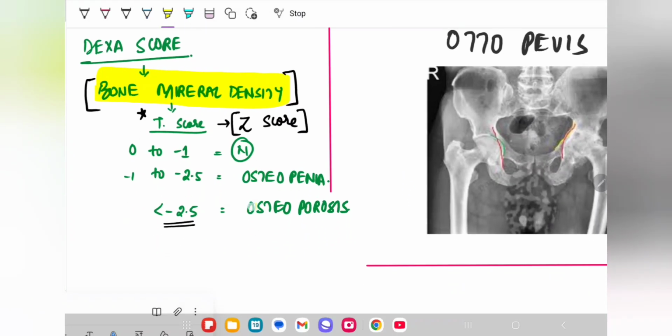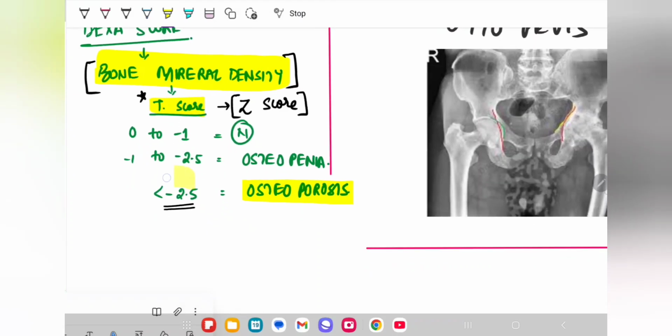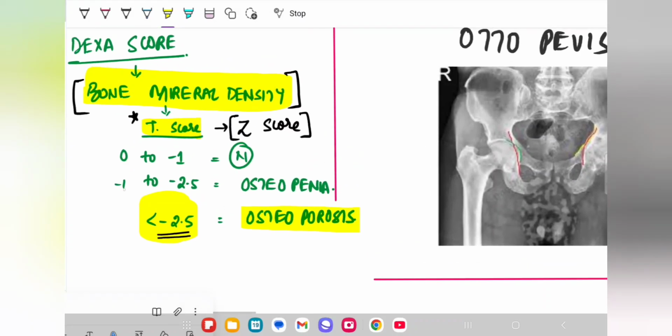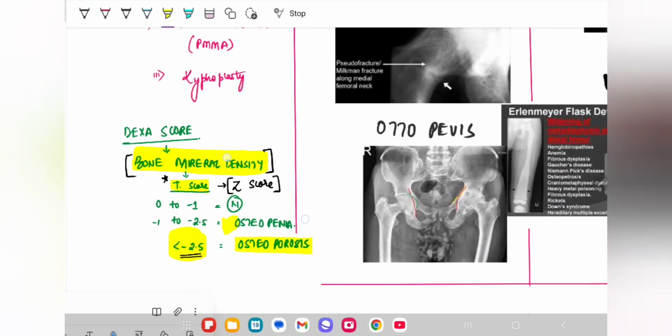The diagnosis of osteoporosis is made when the T score, which is basically the standard deviation score, which we read in PSM, becomes less than minus 2.5. When it is between -1 and -2.5, it is basically osteopenia. If it is between 0 and -1, then it is normal.